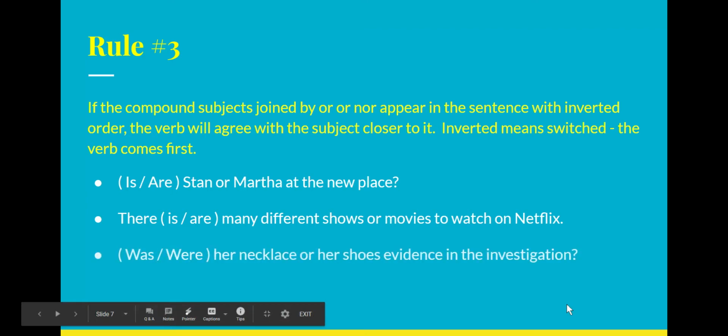My last example. Was or were her necklace or her shoes evidence in the investigation? So my subject here is necklace or shoes. So I have a compound subject, two items combined with or. I use the subject closest to the verb to determine if it's singular or plural. So that would be necklace is closest to the verb. Necklace is singular, one necklace. So I would use a singular verb that ends with S. The verb was. Was her necklace or her shoes evidence in the investigation?